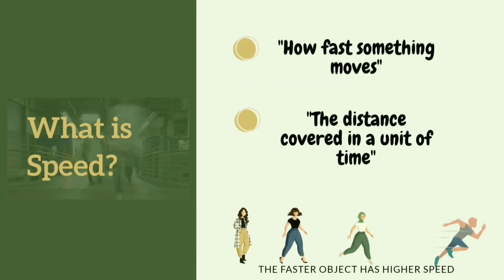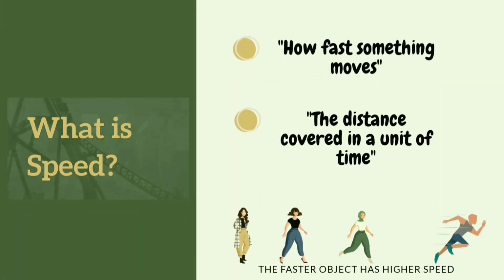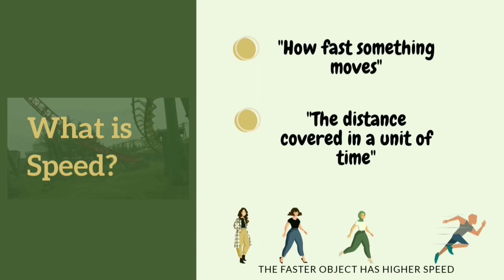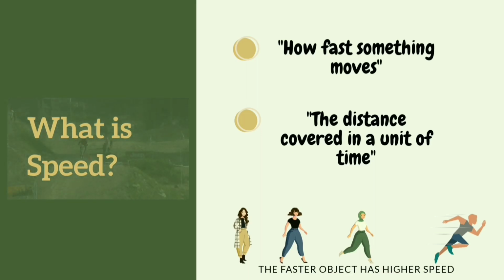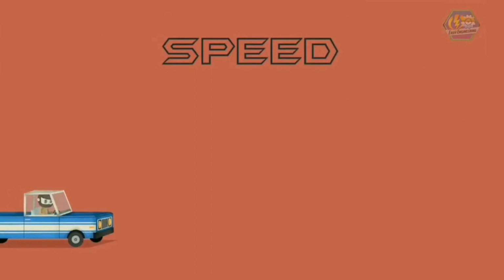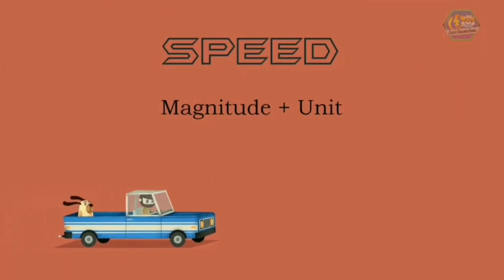Now we're going to discuss speed and velocity. So what is speed? Speed can be defined as how fast something moves, or it can be explained more scientifically as the distance covered in a unit of time. In daily life, we use the first definition and say the faster object has higher speed. Speed is a scalar quantity which is composed of a magnitude and a unit.